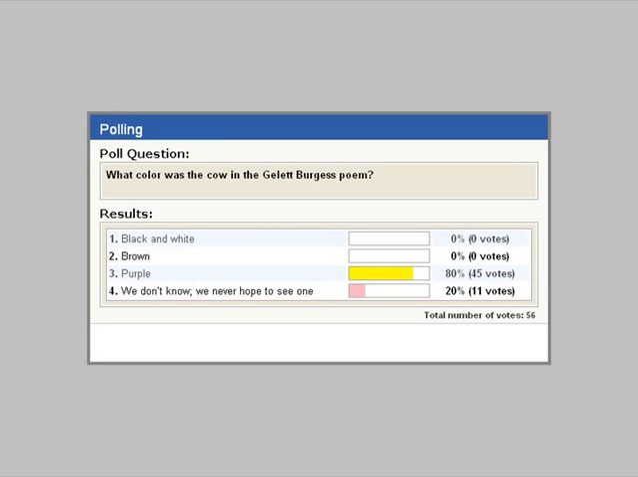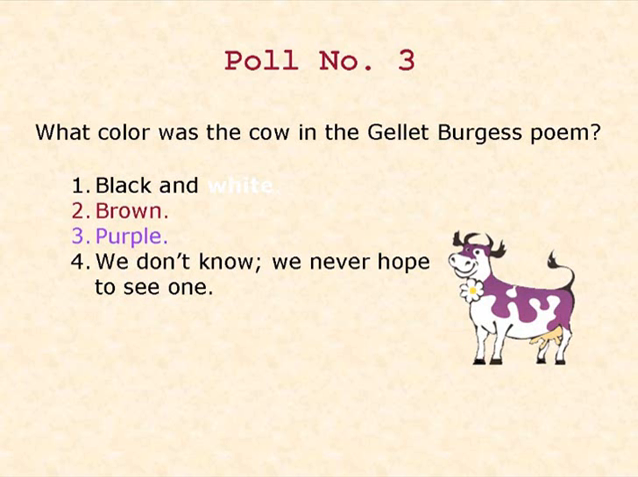Oh, some of you caught on. It was a trick answer. 80% of you said purple, and 20 said, we don't know. We never hope to see one.